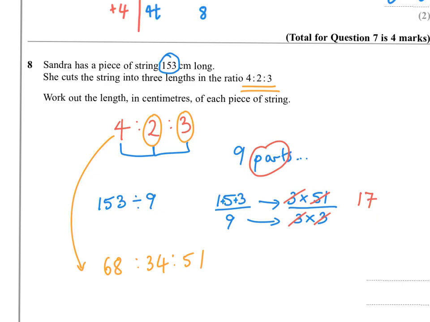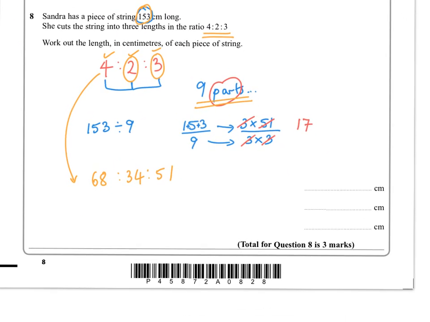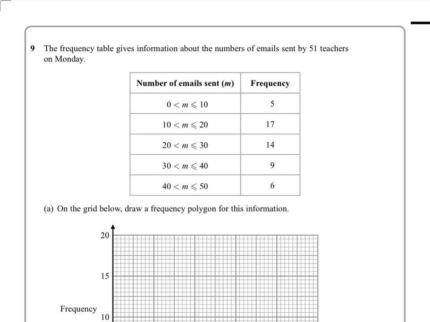You add all the ratios up, get the total number of parts, divide what you have by those parts, and then you just dish them out according to the ratio. And then you can check that they add up, but in this case they definitely do. So you just put your final answer here of 68 centimetres, 34 centimetres and 51 centimetres.